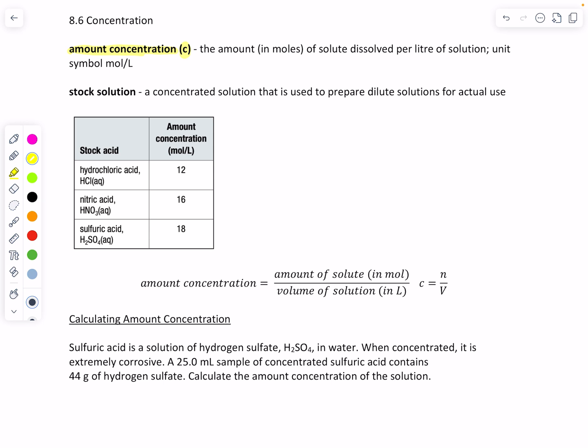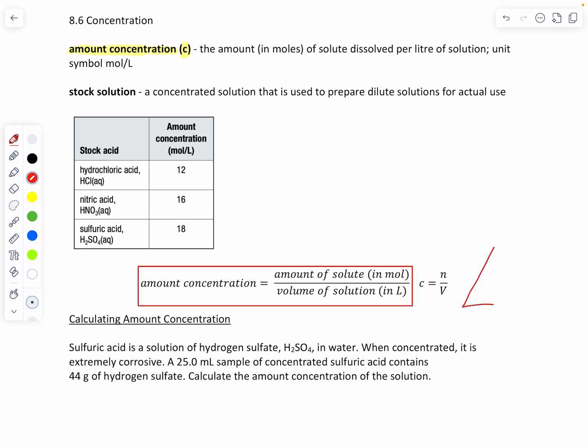We can calculate the amount concentration by taking the amount of solute in moles and dividing by the amount of solution in liters. In symbols, we say c is equal to n over V. c is equal to n over V, and we can write this in our equation triangle.